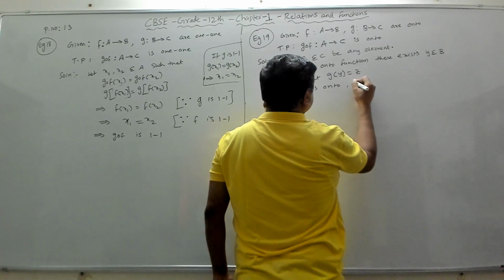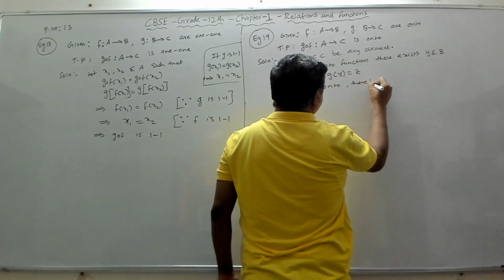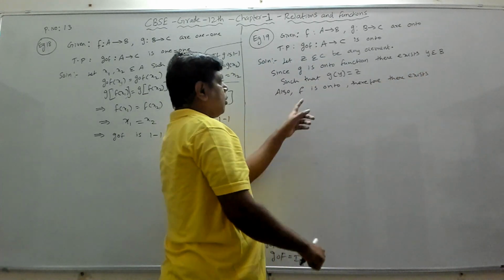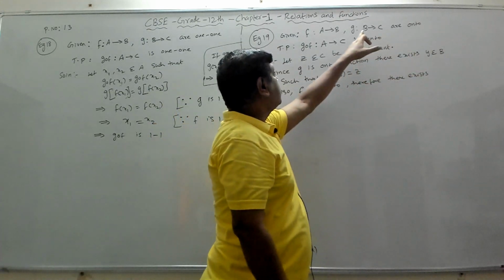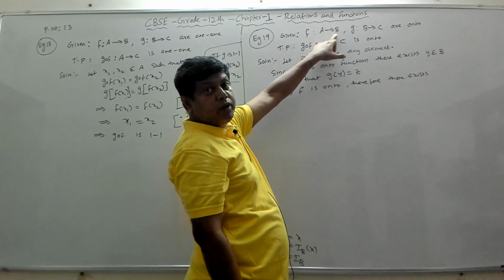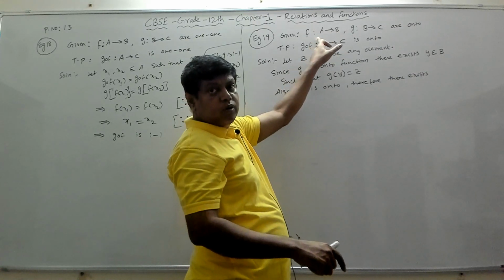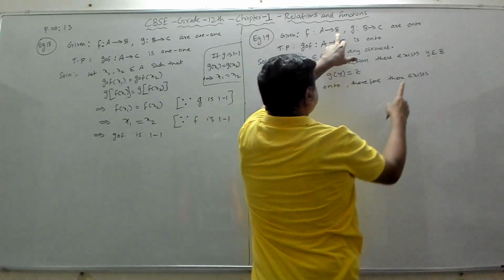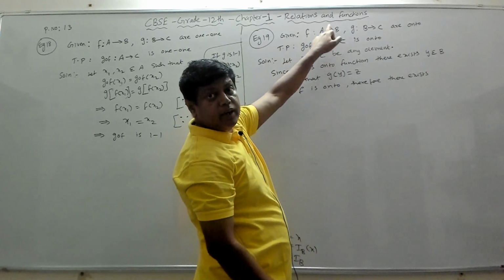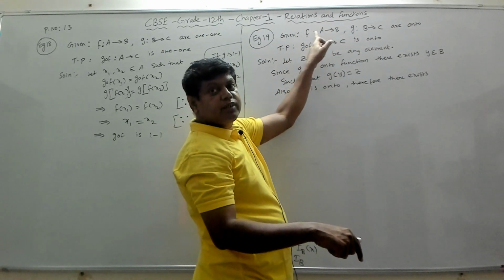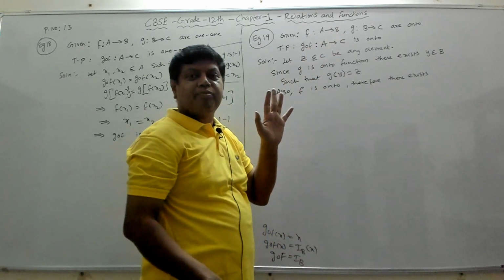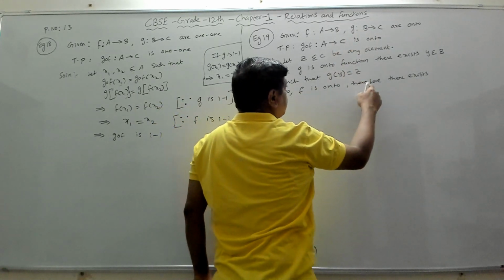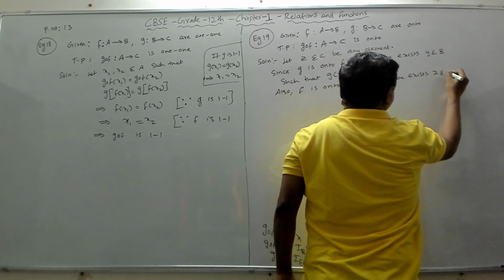Therefore, since F is onto, and we have an element Y from B, which is this B, that is the same as this B. So we have an element in this set, and since F is onto, if you have an element here, which is Y belonging to this set B, then there exists an element X in A such that F of X equals Y, because F is onto.